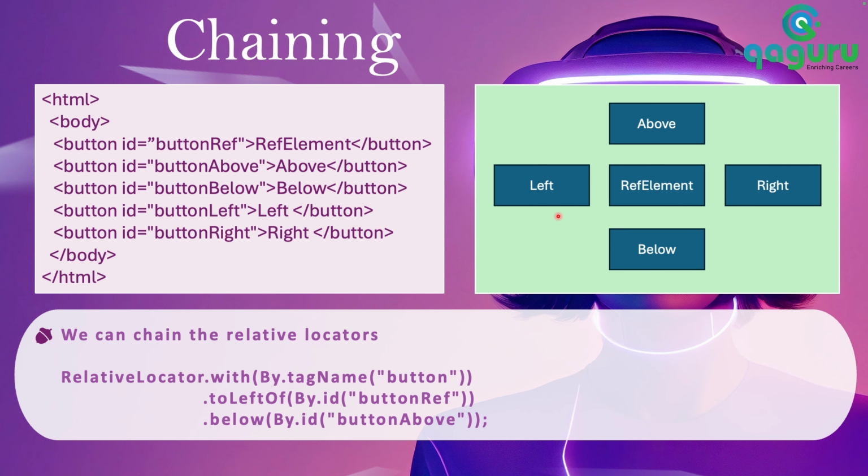We can find the elements by chaining the relative locators as well. So for example, if we need to find this particular element based on this one and this one, we can do the chaining. So take a look at this code, relative locator dot with tag name button. So that could be any of these button, and then to the left of button ref. So that means to the left of this ref element button, and then we're specifying one more condition, dot below with id button above. So that means this button. So below this one and left of ref element. So that means left button.